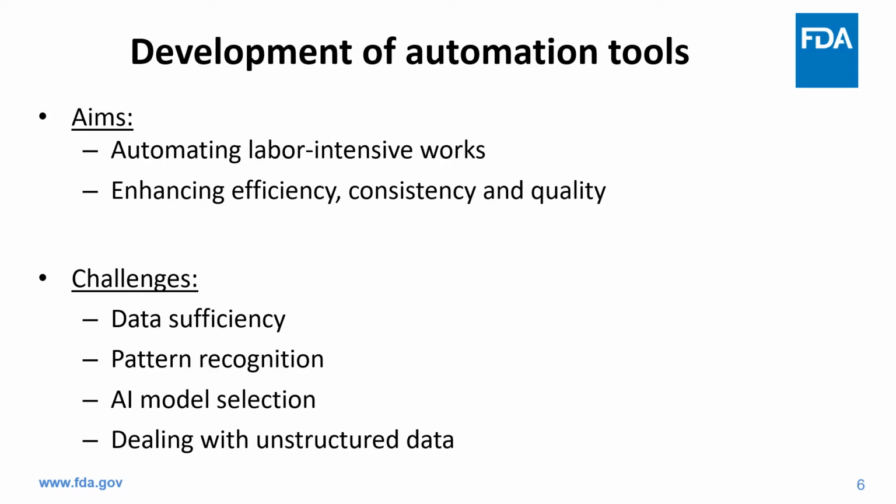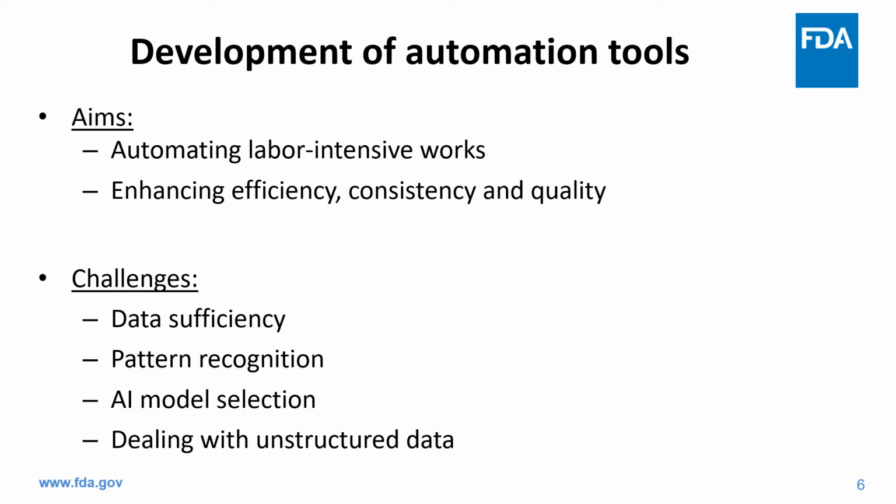For development of automation tools, people usually aim to automate labor-intensive work so as to enhance efficiency, consistency, and quality. In order to accomplish this, there are several major challenges the development team has to face. The first one is data efficiency. Simply saying, do we have sufficient data, including amount and quality, to build up the AI models? The second one is pattern recognition, meaning, is there any pattern or standard route in current practice that AI models can be applied to realize automation?